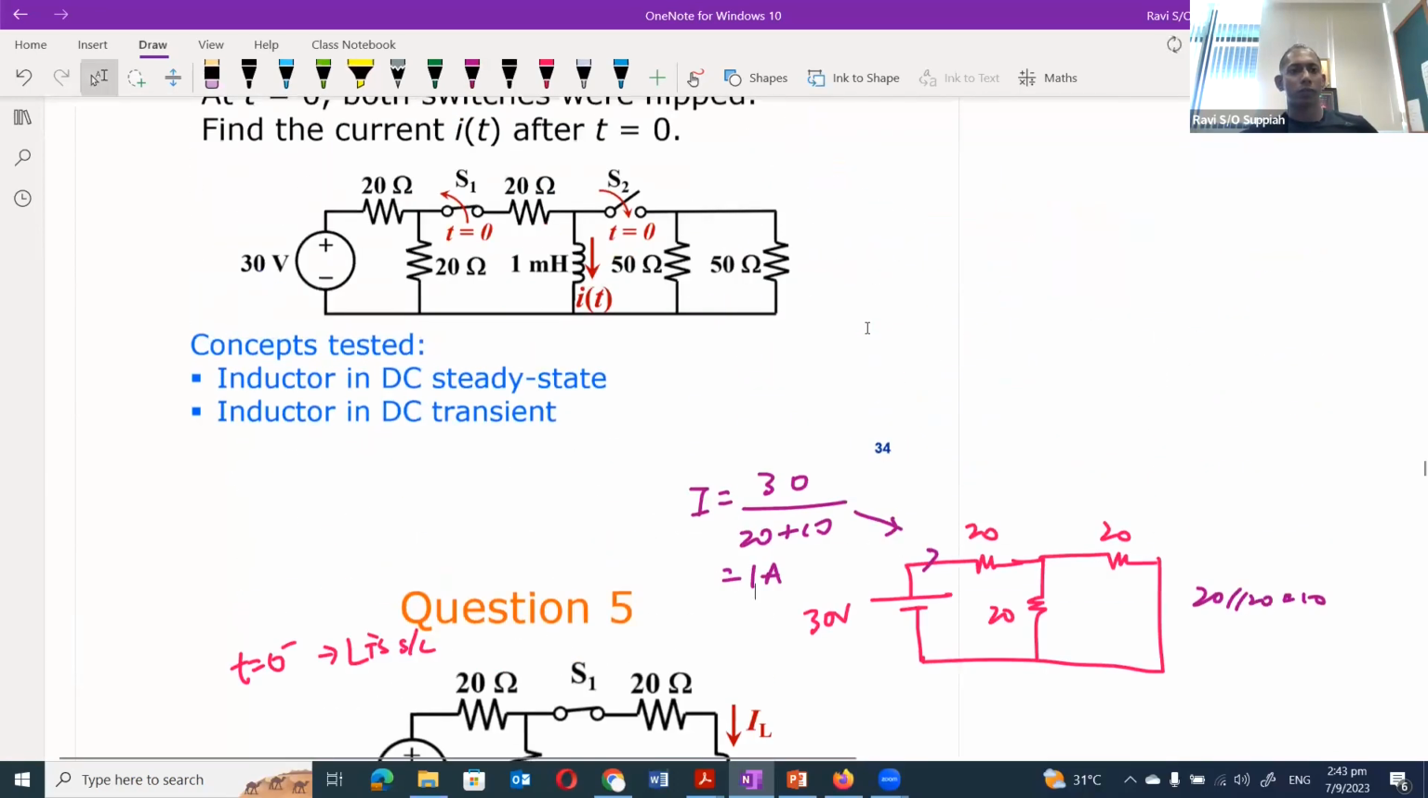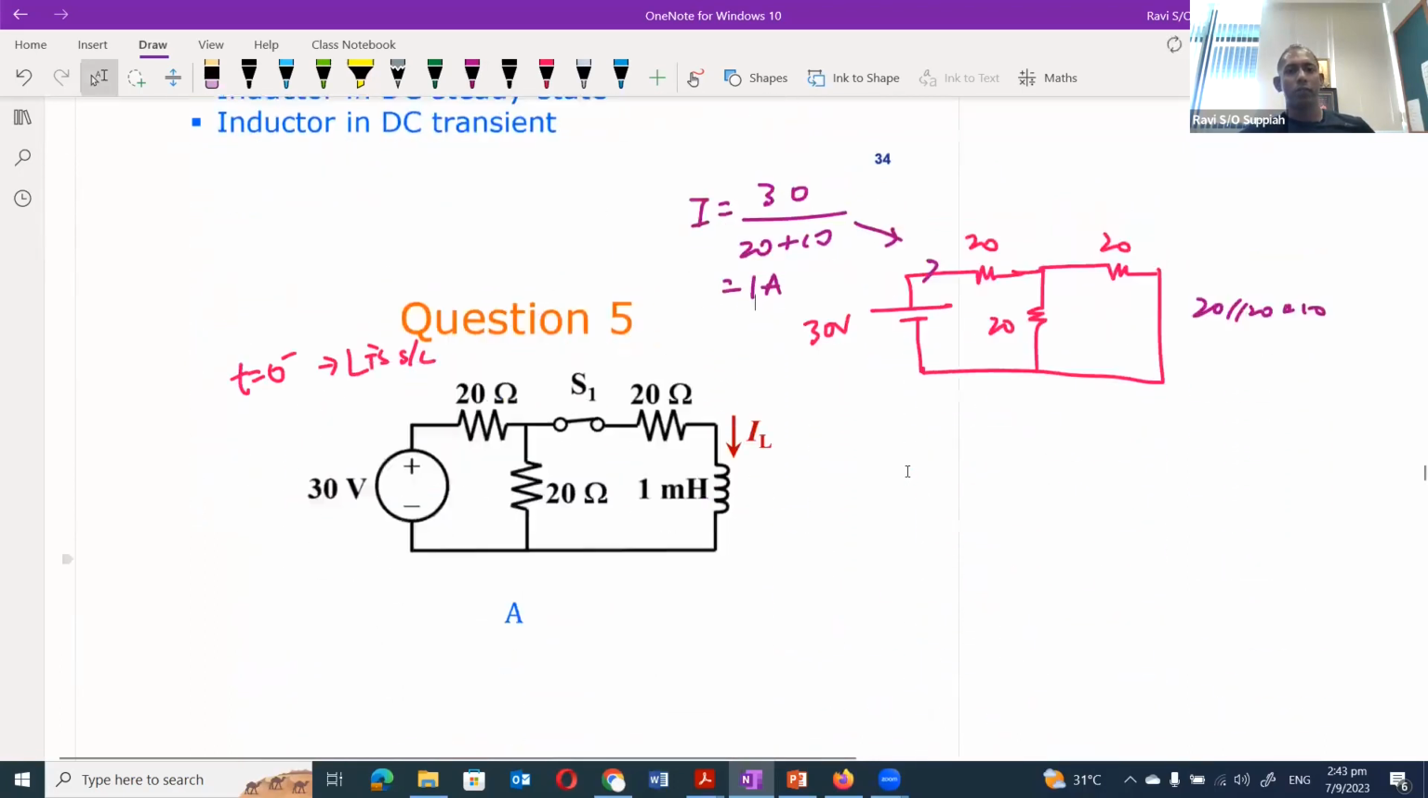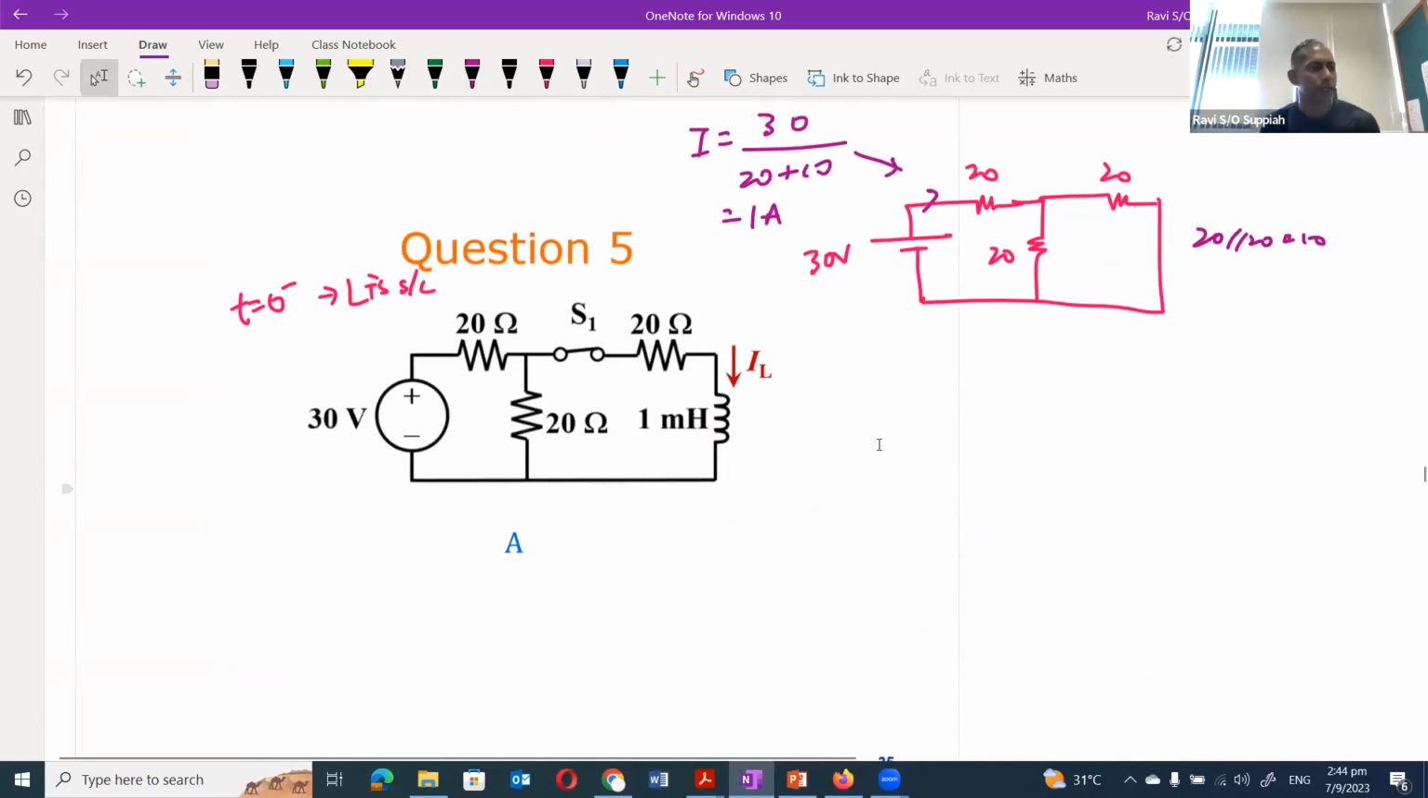So the current flowing at t equals 0 minus is 1 ampere. That is the current coming out of the source, and this 1 ampere is going to split into both these resistors, which are equal. That means 0.5 ampere here and 0.5 ampere here. So before I flip the switches, this is the situation: the inductor is short circuit, 1 ampere is flowing through, and the 1 ampere splits into 0.5 and 0.5.